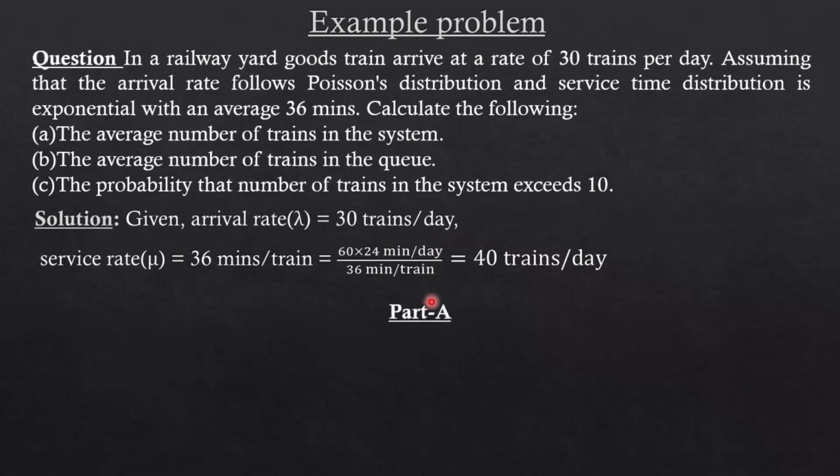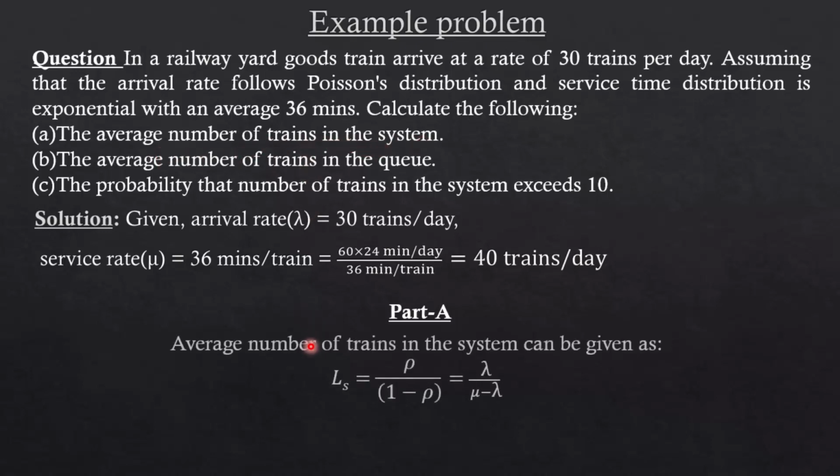So let us solve part 1. Part 1 says the average number of trains in the system. So the number of trains in the system is given by LS, which is the length of system, and it is given by rho upon 1 minus rho, or we can use the formula lambda upon mu minus lambda. As we have lambda and mu with us, we'll use this formula. So length of system is lambda by mu minus lambda. So it is 30 by 40 minus 30, which is equal to 3 trains. So the length of system here is coming as 3 trains.